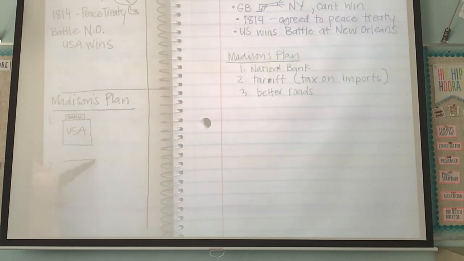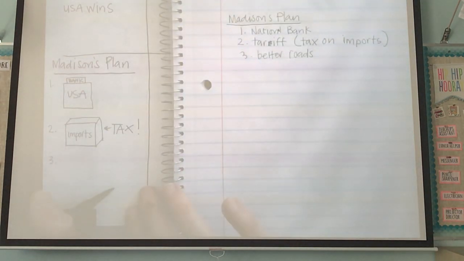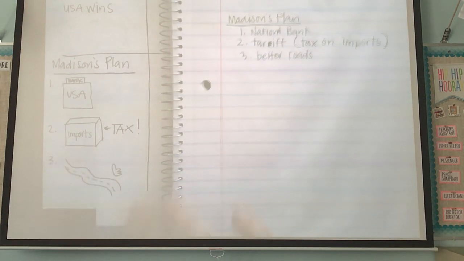So I'm going to draw a box. Remember, you can draw whatever you want. I'm going to try to make mine look kind of like a shipping crate, but do it quickly. So I'm going to write imports on my box, and then over here I'm going to write tax and draw an arrow to show that they wanted to tax the imports. And then the last thing he wanted was better roads. I'm going to draw just a road. And I'm going to try to draw my, not very good at thumbs up, but there's my thumbs up again for better roads.